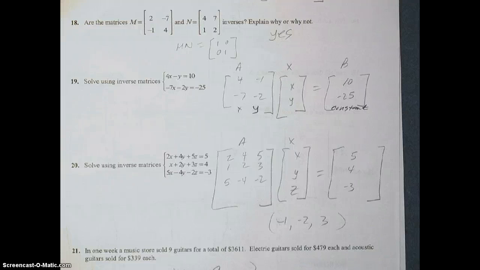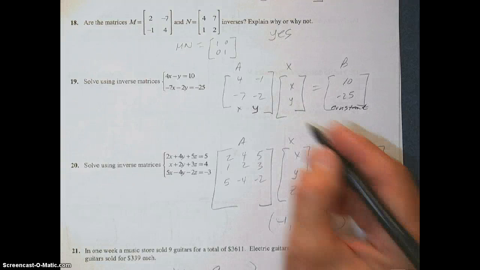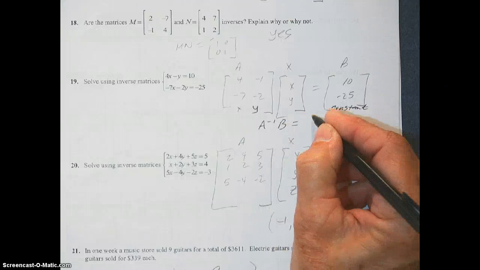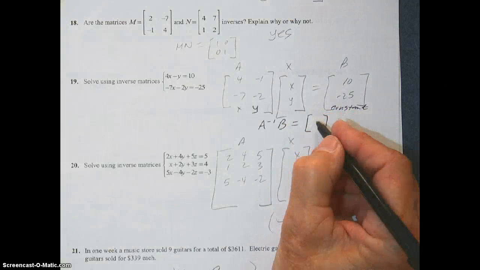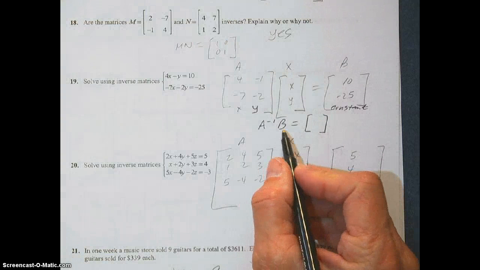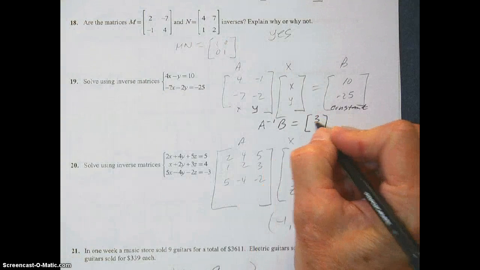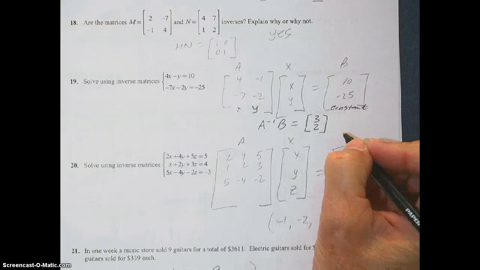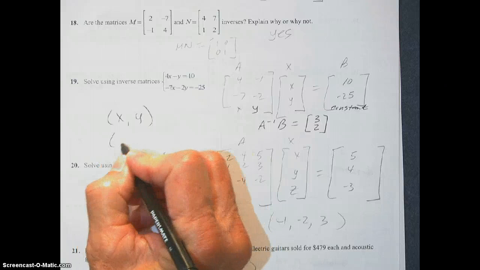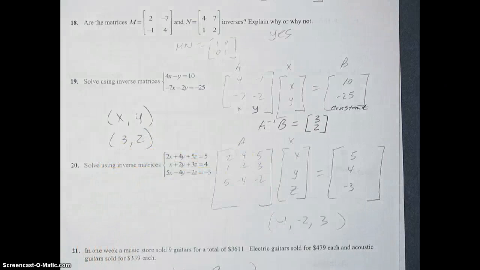And then on our calculator, we just need to write out A inverse B, and that will give you a matrix, and those numbers are what x and y are. So if I punch in A inverse B, I'll get a 3 and a 2 matrix. This represents x's value and y's value, so the answer of this system is (3, 2). We do the same thing in number 20.